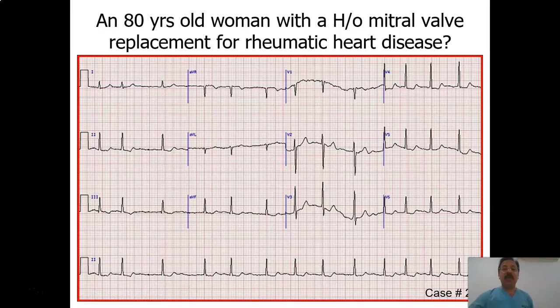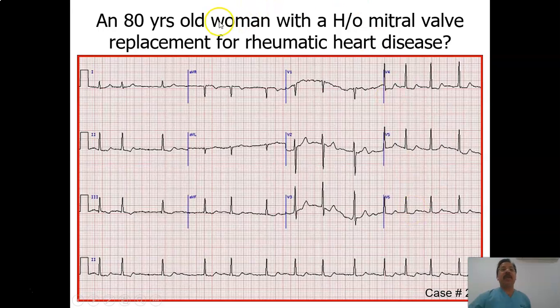But as far as the ST segment is concerned, look at lead 1, it is okay. aVL is inverted, but look at lead 2 and lead 3. There is downsloping ST segment, and it's more nicely seen in V4, V5, and V6. So this looks like downsloping of the ST segment.